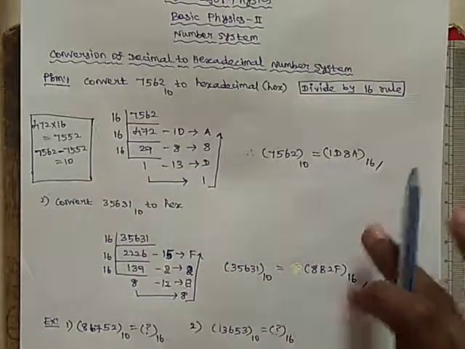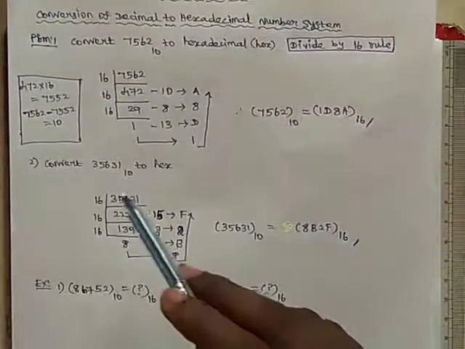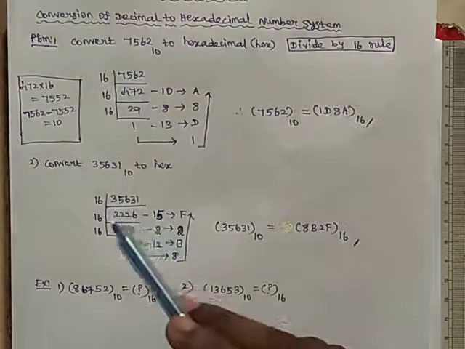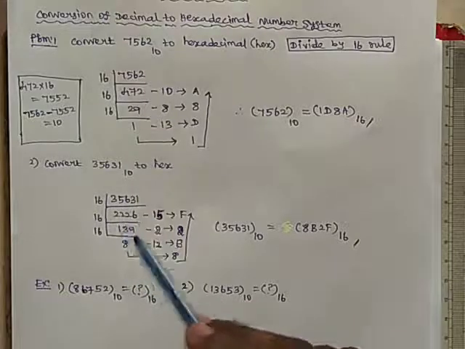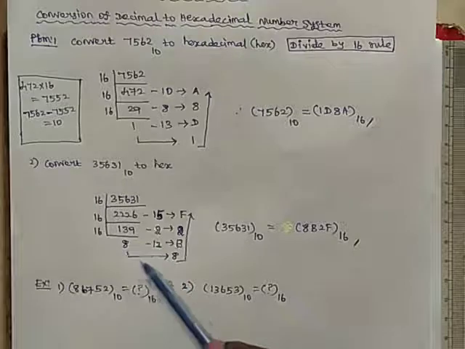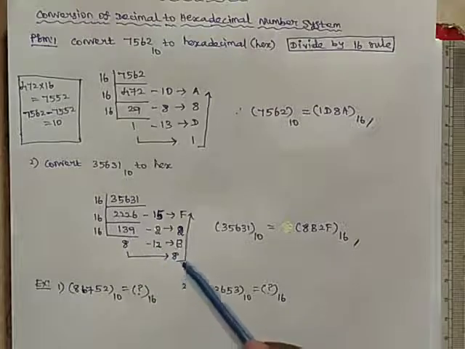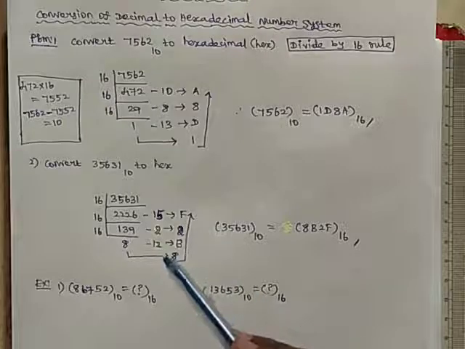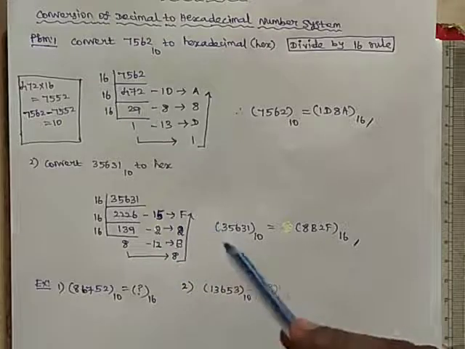Next, the second problem. Convert this decimal number to the corresponding hexadecimal number. You have to apply the divide by 16 rule. So here the remainder is 15, here the remainder is 2, here the remainder is 12, and 8. So 15, the corresponding hexadecimal is F, then 2, then 12 is C, then 8. You have to write from bottom to top.